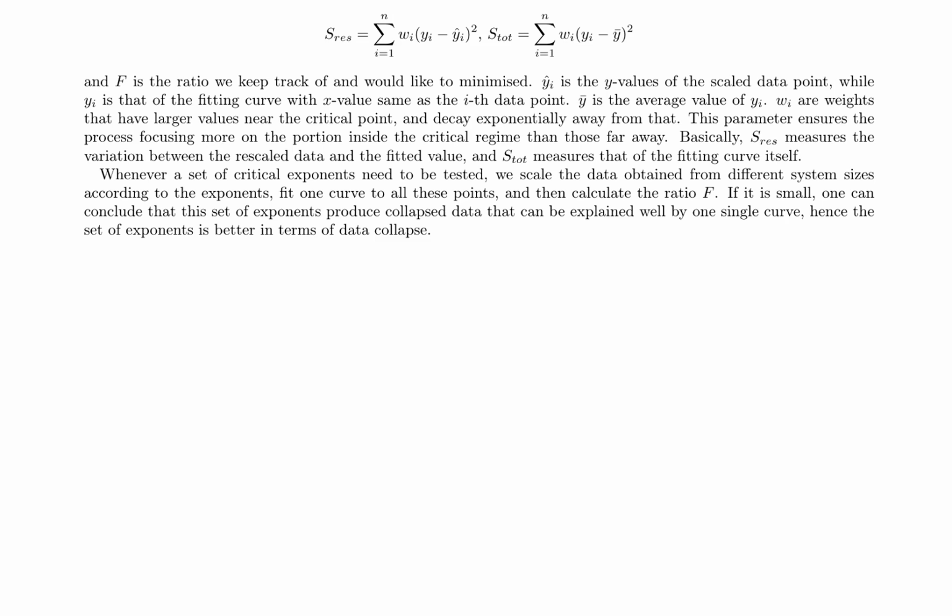A small value of f indicates that the set of exponents produces collapsed data that can be well explained by a single curve, thereby validating the exponents. This method is used to test various sets of critical exponents and determine which ones provide the best data collapse.